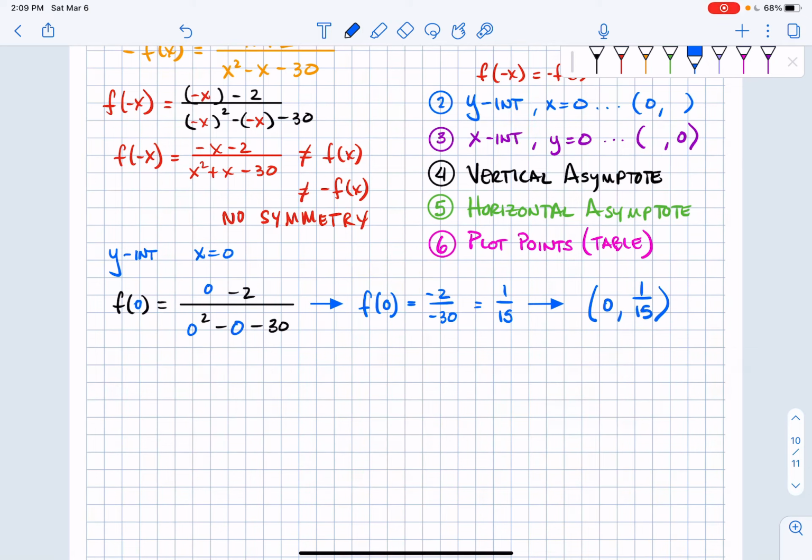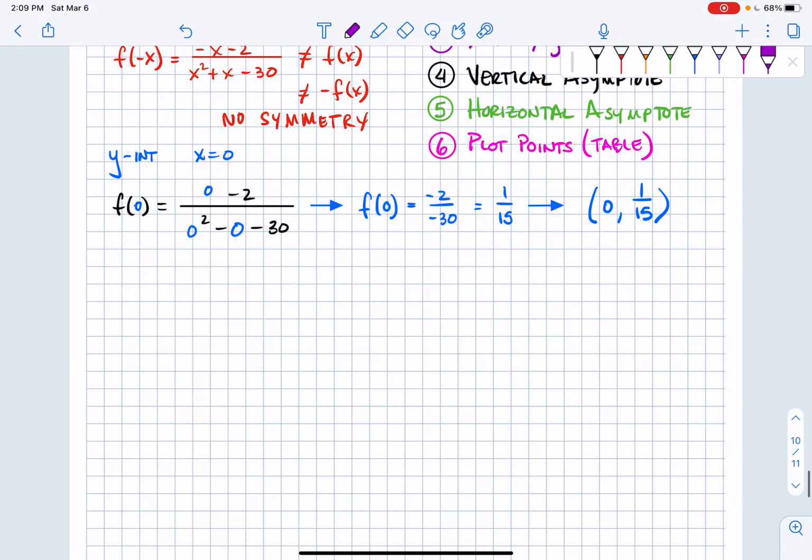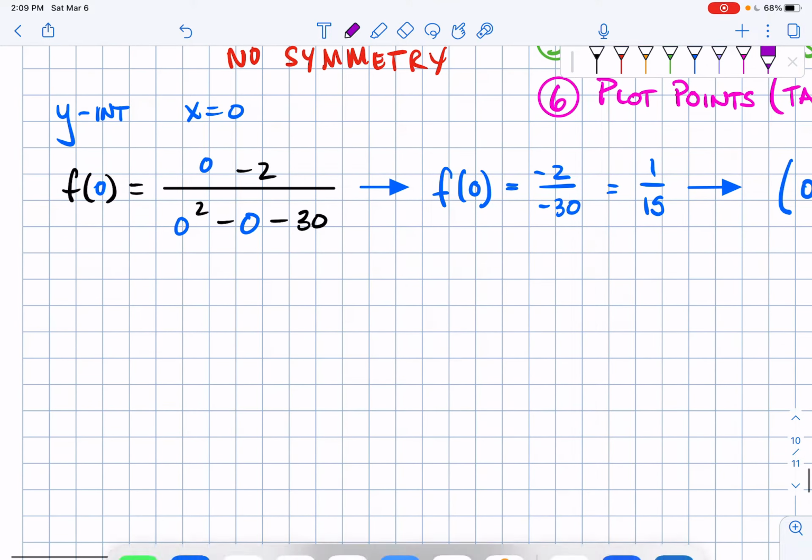And this, if you notice, because it's just not at the origin, it takes away from that symmetry about the origin, and symmetry about the y-axis as well. All right, so next thing I gotta find is the x-intercept, and that is y is equal to 0.